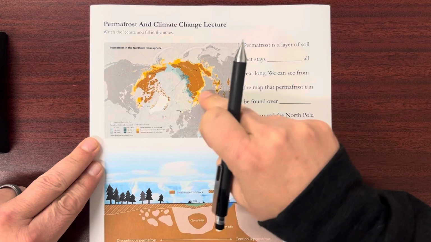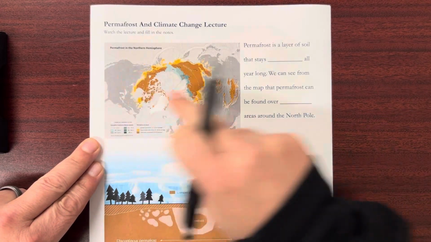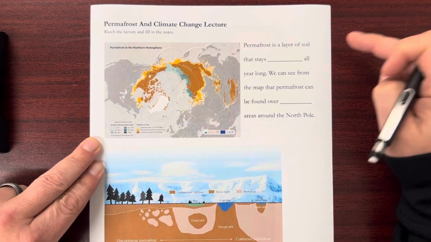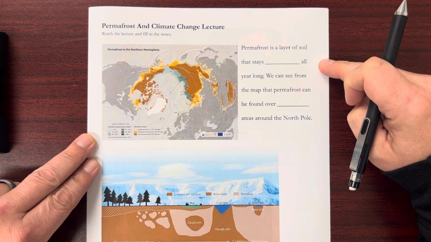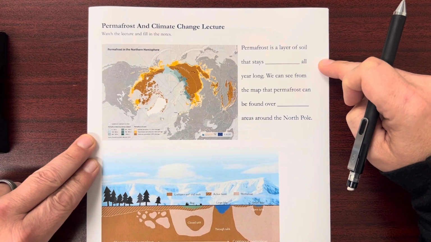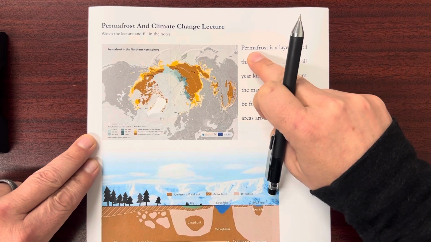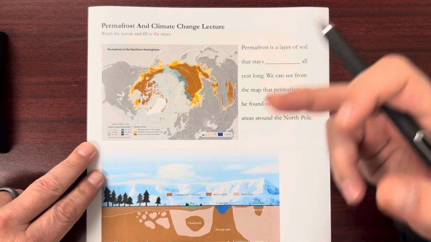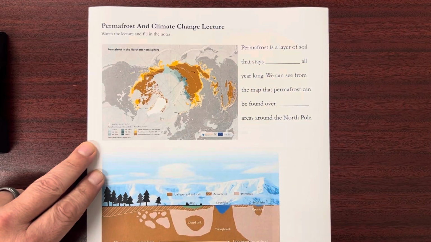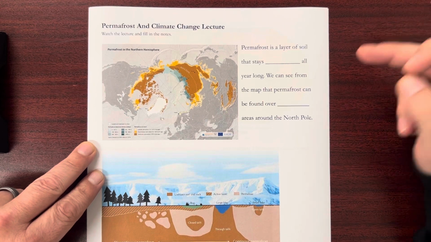We see a map here. The North Pole is right in the center. Here's the United States. Here's Russia. Permafrost is a layer of soil that stays frozen all year long. Now, it's important to note, actually, for permafrost to be categorized as permafrost, it has to stay frozen for multiple years in a row. And some can have been frozen for thousands of years.